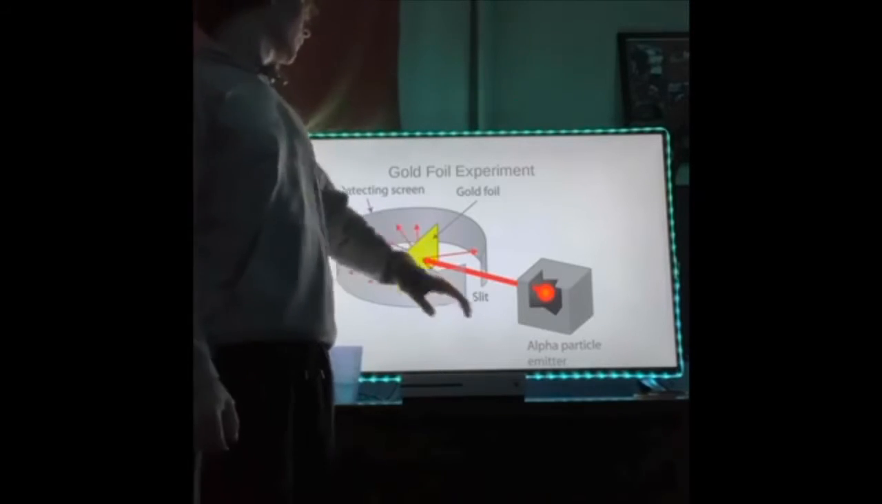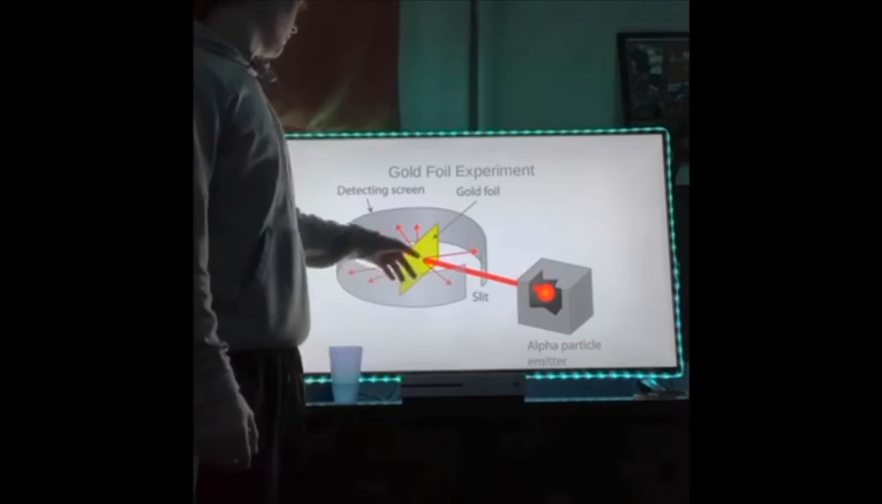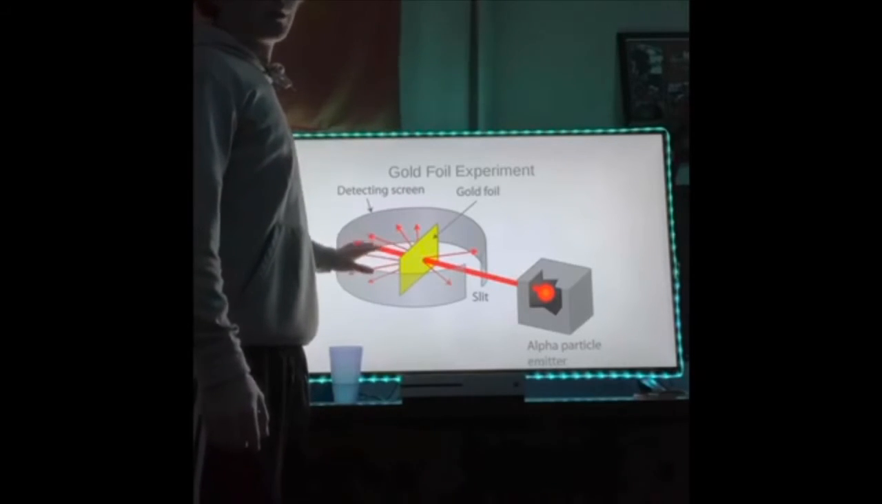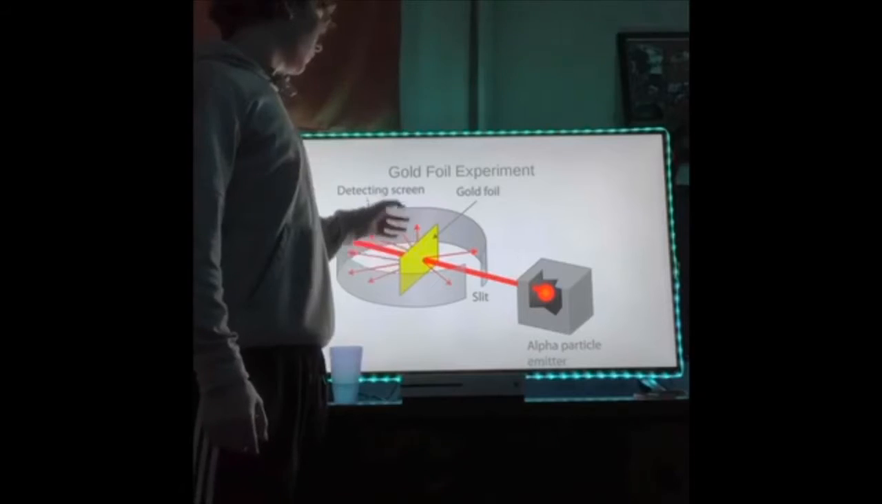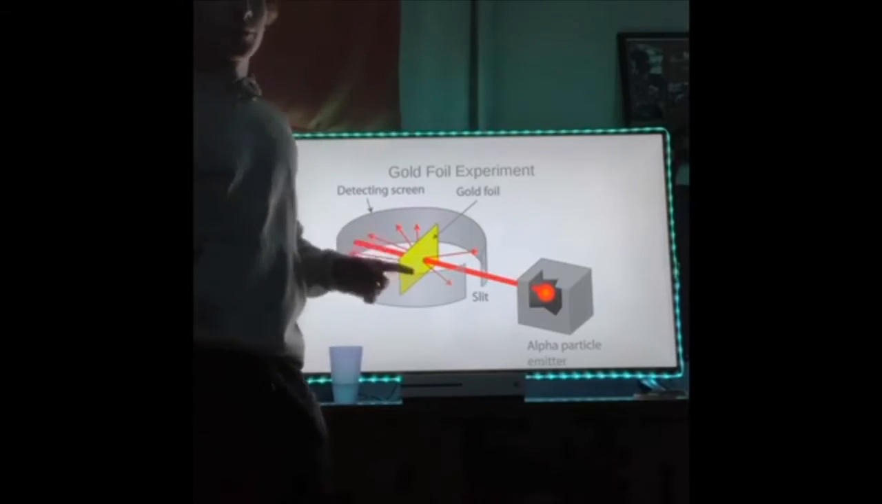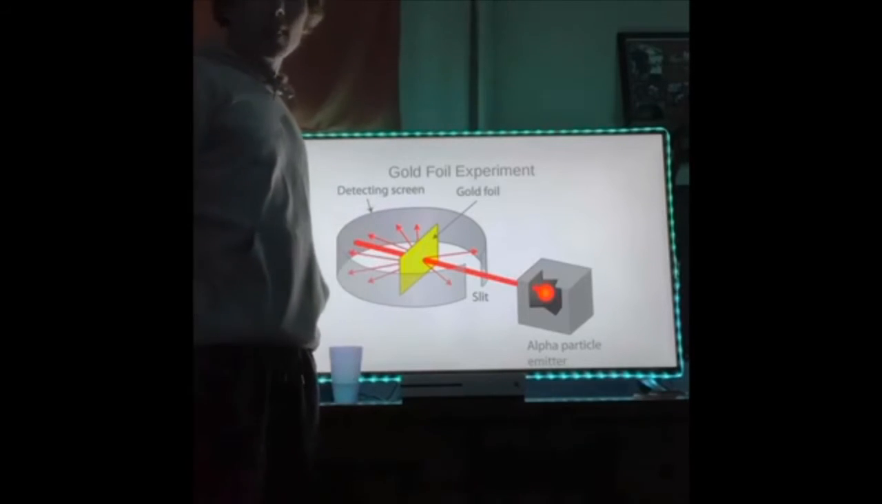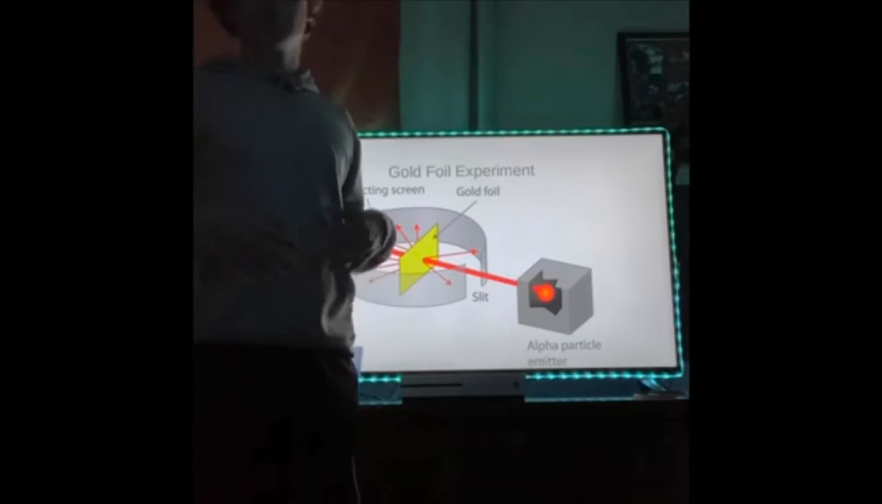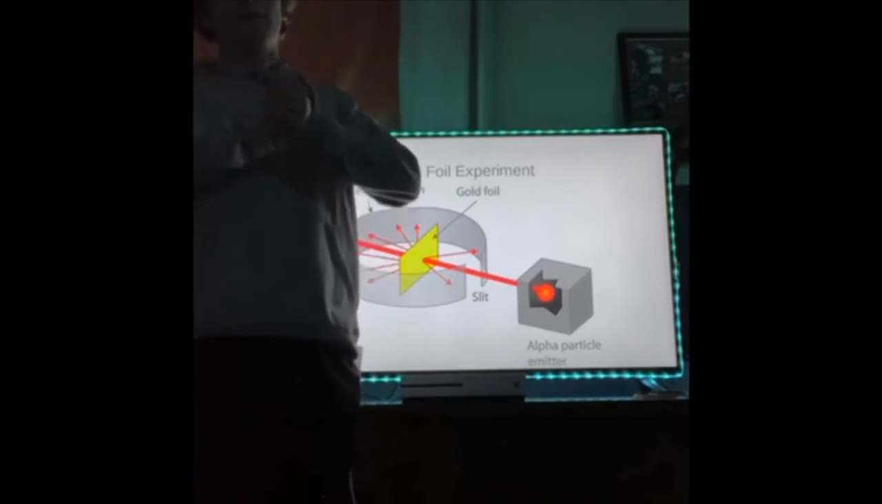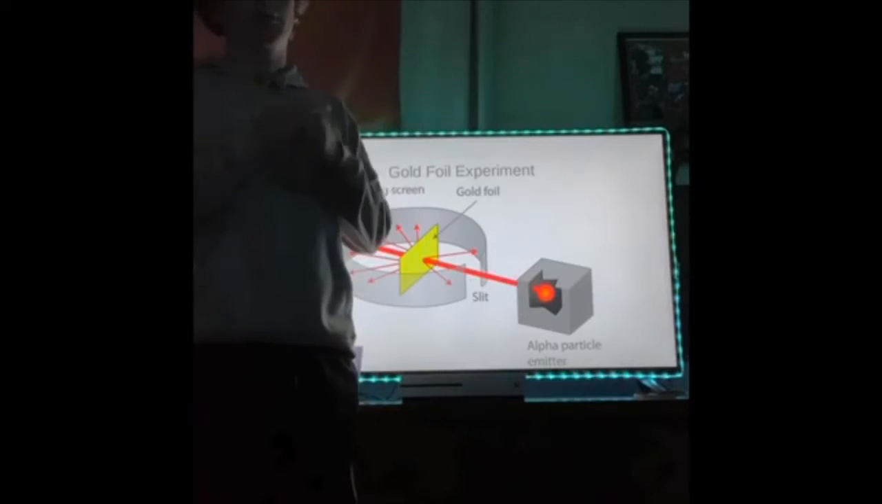But when they shot these alpha particles through this gold foil, most of them just went straight through it. However, a few of them bounced off or bent, as you can see here. Now Rutherford concluded from this that most of the mass and the positive charge of the atom were condensed in a very small and dense area, what he called the nucleus.